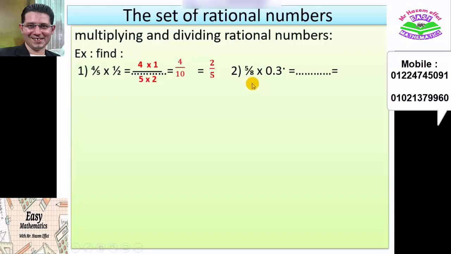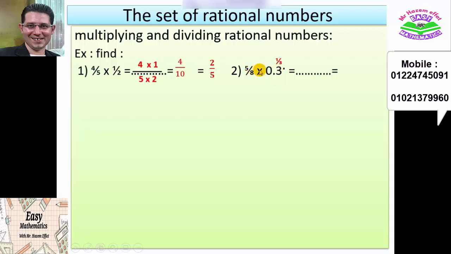Exercise number 2, he gave me here 5 over 8 multiplied by 0.3 dot. The first time we must change this decimal into fraction form. How? We have studied it before. When we have 0.3 dot, it means, by using your calculator, 0.333 more times, and when we see the sign arrow, press equal, it will be changed into thirds.